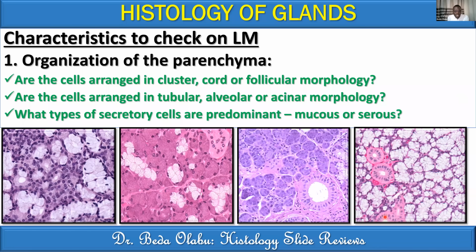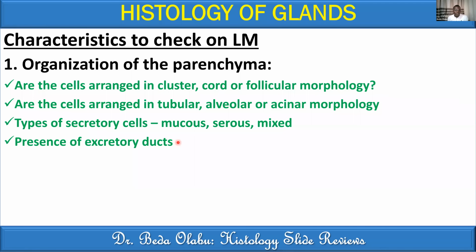Right, so I hope you've captured the characteristics of the parenchyma of an exocrine gland. I've already told you that the presence of ducts is one of the features that you are expected to talk about if you see, and it will help you know that what you're looking at is an exocrine gland. For the type of secretory cells, we've already agreed that yes, you can have a mucus pattern, serous pattern, or a seromucus pattern.